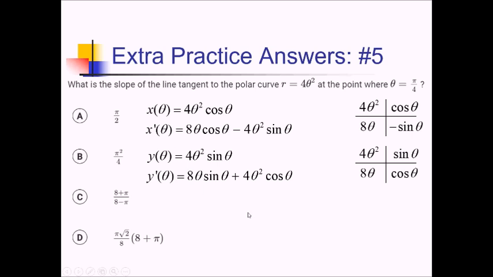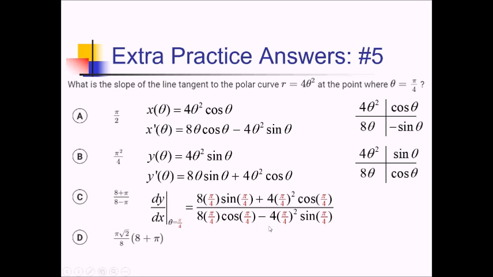And now I need dy over dx evaluated at theta equals pi over 4. So I'm going to basically do y prime of theta over x prime of theta. So here's y prime of theta. It's the y prime with pi over 4 plugged in for all the thetas. Too many Greek letters on this one. Down below, I've got x prime of theta with pi over 4 plugged in. So we have 8 times pi over 4 cosine pi over 4 and all the rest of it. And now we just have to simplify it.